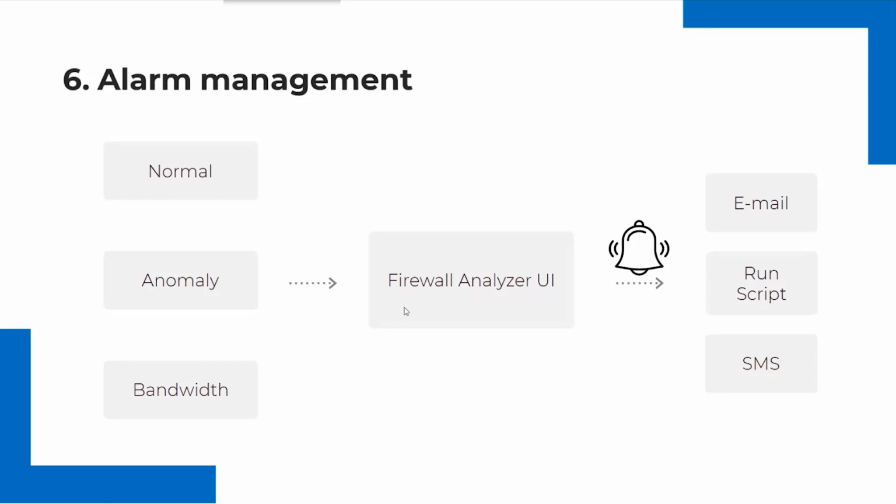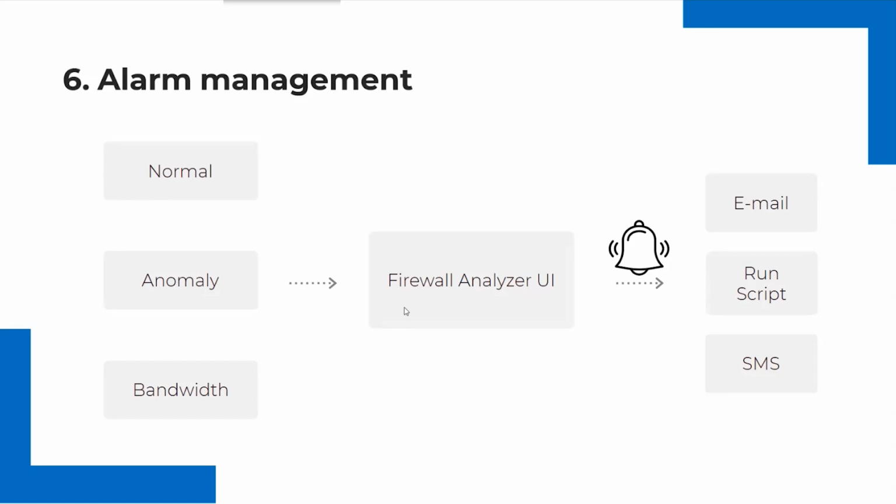You can view all the alarms in the alarm section of the product UI itself, and all these alerts can be notified directly through email, SMS, or you can configure the tool to run a script when a particular alarm violation occurs. In addition to these three, we also have several other options such as web alarms and the ability to integrate with other tools like ServiceNow and Service Desk Plus.